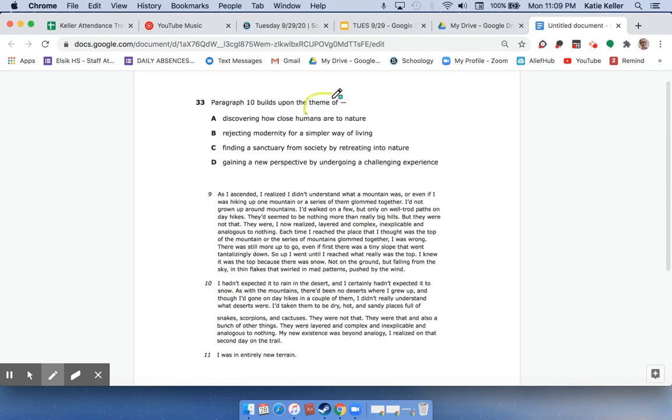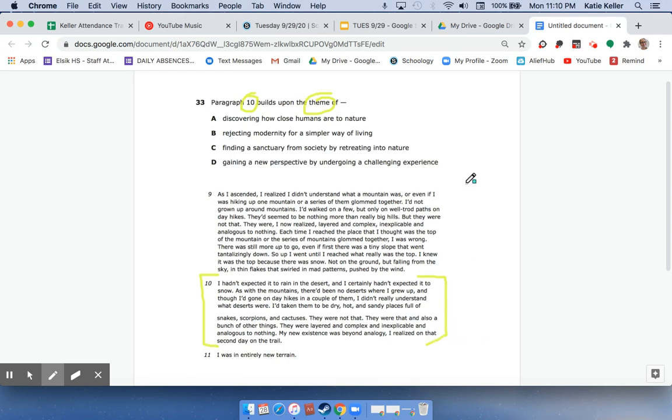So we already know that we're going to be identifying the theme or main idea of the text. And this question also tells us where we're going to find the answer, in paragraph number 10. So we know that we're going to be focusing most of our attention on paragraph 10.